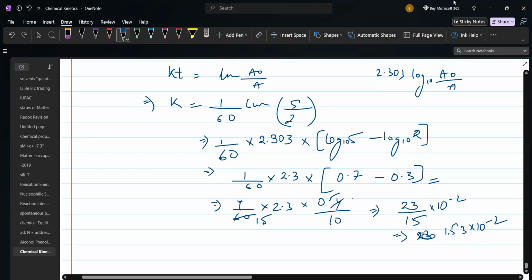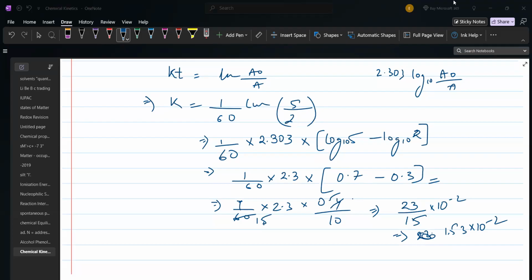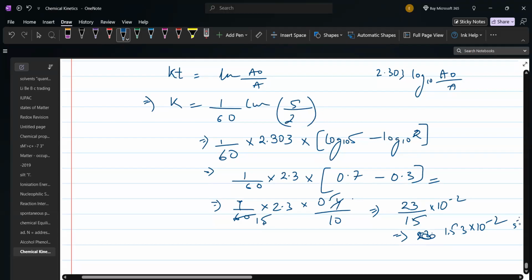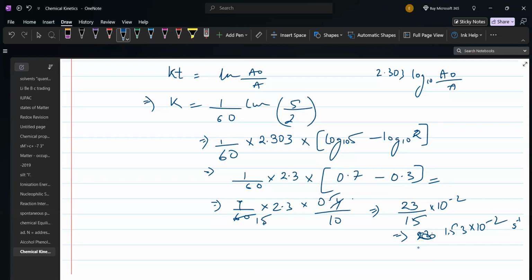Zana, where did you go wrong? Calculation error, sir. Okay, since it was a first order reaction, the answer will be in second inverse. Please note it down. Where did you make the calculation error, Zana? I did not convert ln to log. I took it directly as log. No problem. The value of ln you have to convert to log, then you will get the answer.